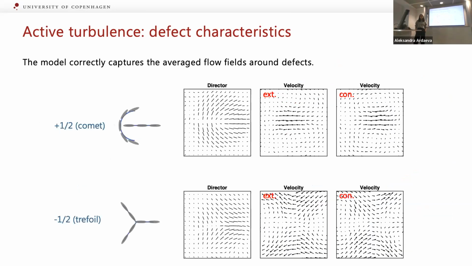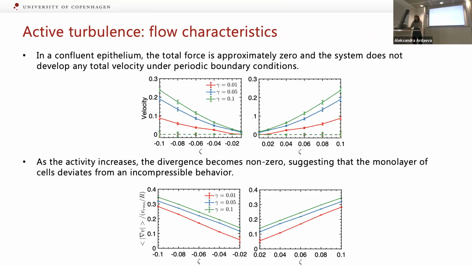Furthermore, we can look at average qualities of the defect. We can average the director, and it looks like comets in the truffle, which is what we want. We can also average the velocity and flow fields around the defect, and we correctly capture the fact that when you have extensile, the defect moves one way. When you have a contractile system, the defect moves another way. We can also look at the velocities and just characterize the flows.